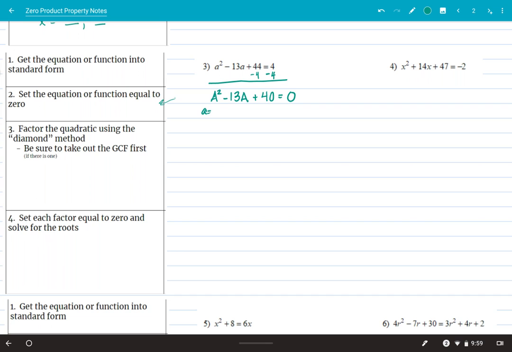So A is 1, B is negative 13, and C is 40. Going to do the diamond. A times C goes on top. B is on the bottom. What multiplies to give you 40 but adds up to negative 13? Since the bottom is negative and the top is positive, we know they're both going to be negative.